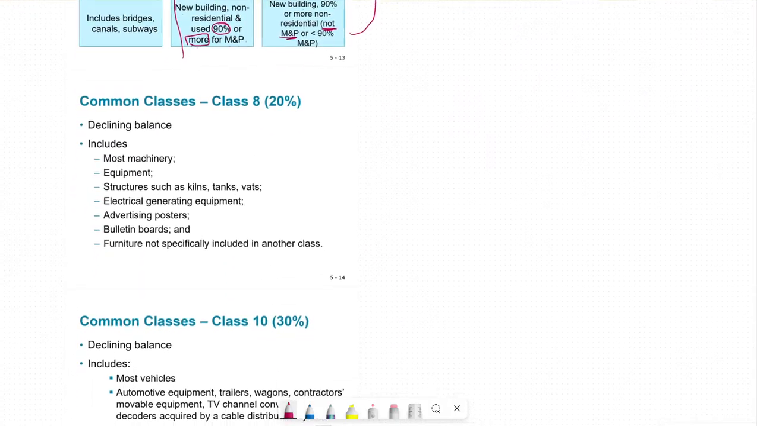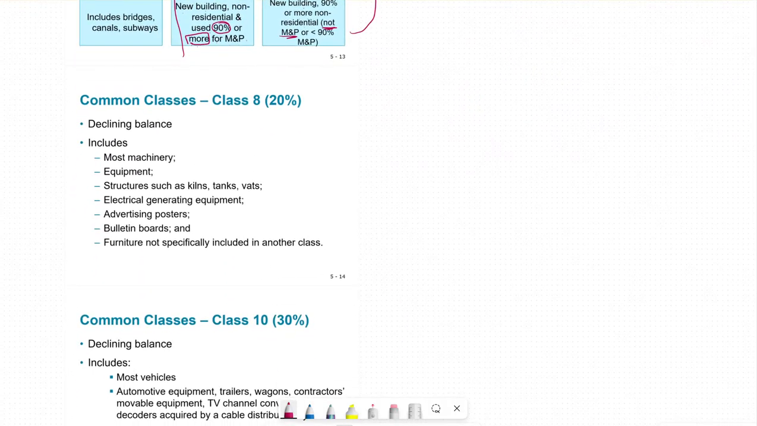My next more common class is class 8. What does class 8 have? We are allowed a CCA of 20%. It includes any machinery, any equipment, any tanks, any vats, any electrical generating equipment, any advertising posters, bulletin boards, and furniture not included in another class. We call it furniture and equipment. They come under class 8.